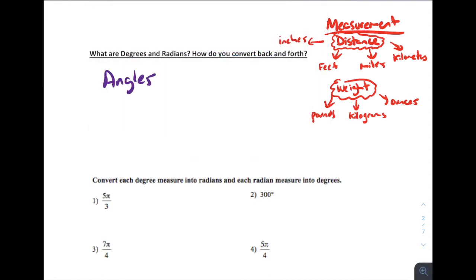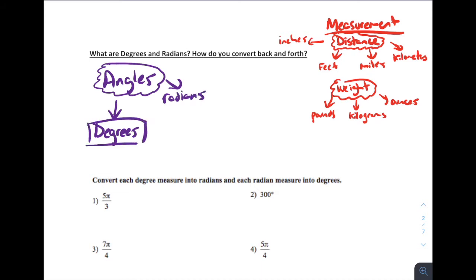And in the same way that we can measure distance using different measurement types, like inches, feet, miles, and kilometers, there are two main ways that we measure angles. One of them is degrees, and the other is radians. Those are our two main ways that we do that.